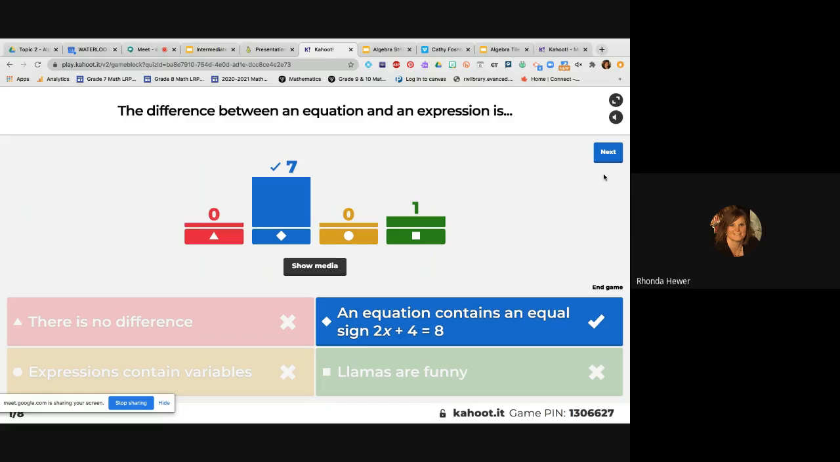Absolutely correct. And this is important. When you're talking to students about this, make sure you're using the right terminology. If it's just an expression, not including that equal sign, you need to make sure you're calling it an expression. If it has that equal sign in it, then you can call it an equation.